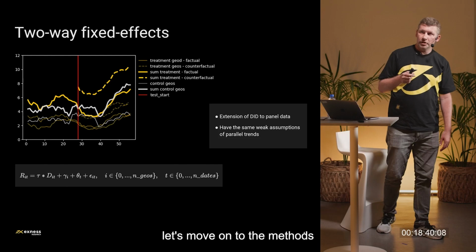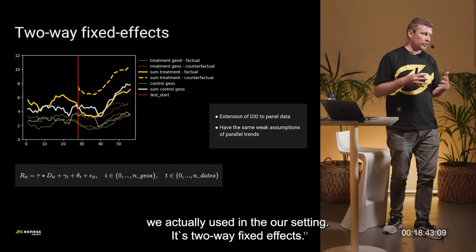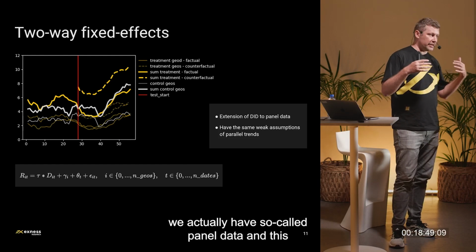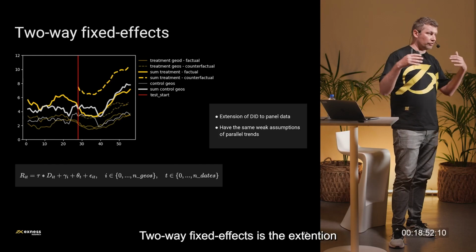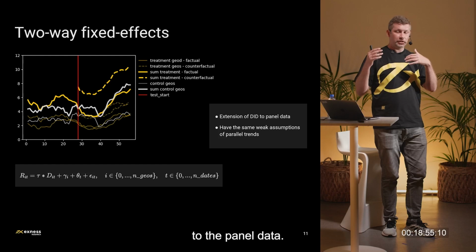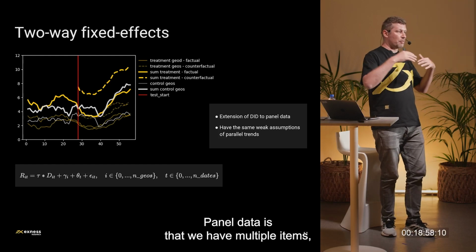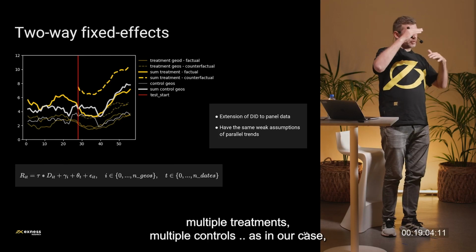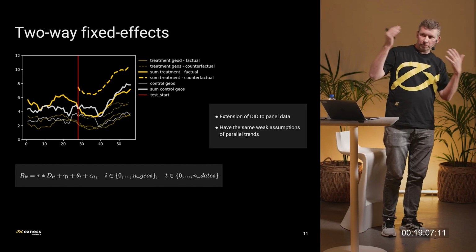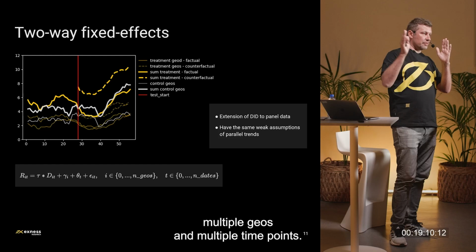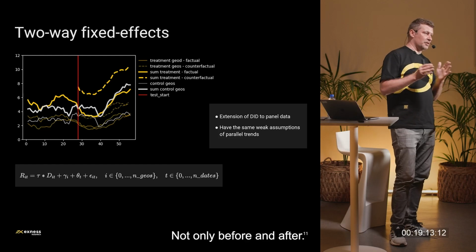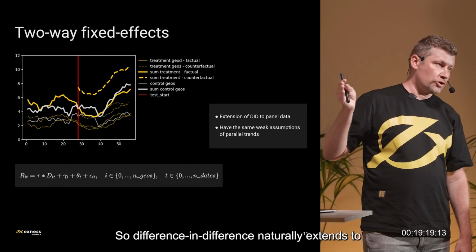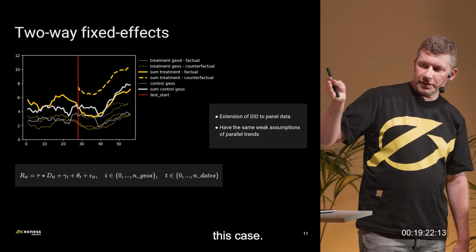Let's move on to the method we actually used, as I said, two-way fixed effect, because in our case we have so-called panel data, and two-way fixed effect is the extension of simple difference in difference to panel data. What is panel data? Panel data is when you have multiple items, not just one treatment and one control, but multiple treatment, multiple control, as in our case, multiple geos, and multiple time points. Not only before and after, but many days, say, or weeks. So difference in difference naturally extends to this case.